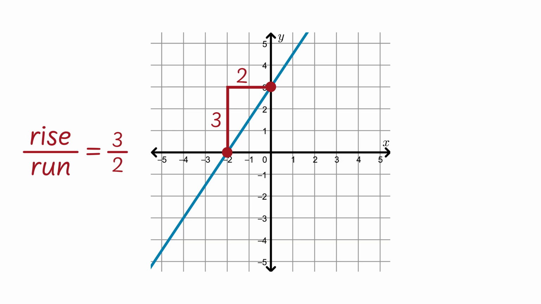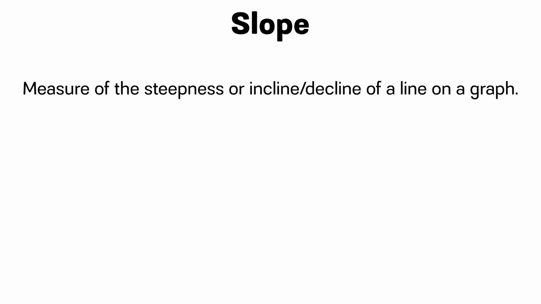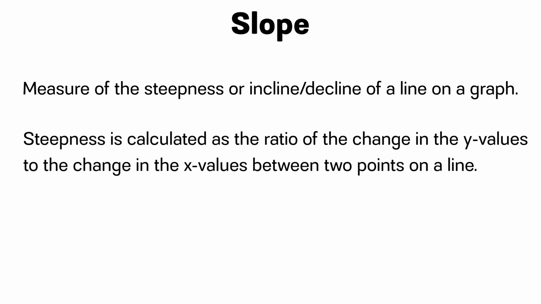But let's take a quick step back to see where rise over run comes from. Here's a formal definition of slope. Slope is a measure of the steepness or incline/decline of a line on a graph. This steepness is calculated as the ratio of the change in the y values to the change in the x values between 2 points on a line.